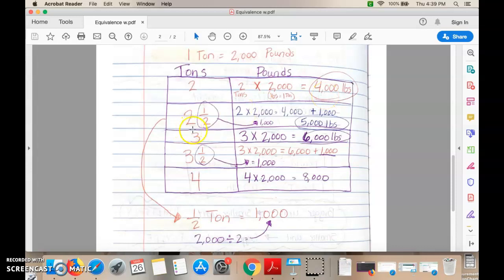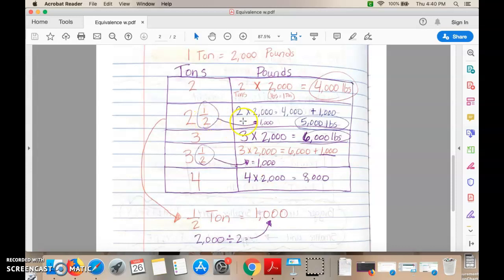But let's say I want to do 2.5 tons. I need to figure out how many pounds that half ton is. A half a ton: 1 full ton is 2,000 pounds, and I want to know half of that, so I'm going to divide that by 2. Half of 2,000 is 1,000. So every time I have a half ton, I can add on 1,000 pounds. Half of a ton is 1,000 pounds.